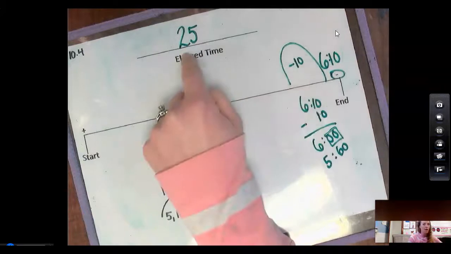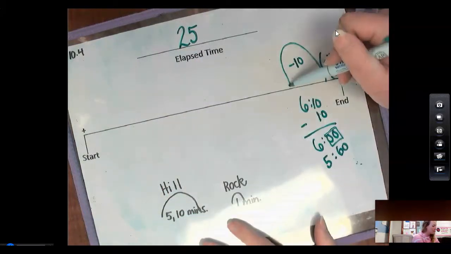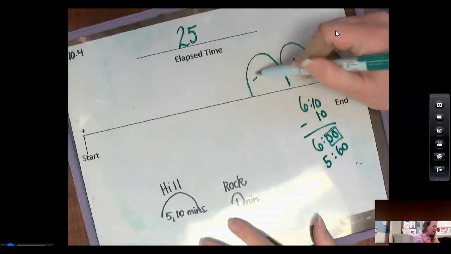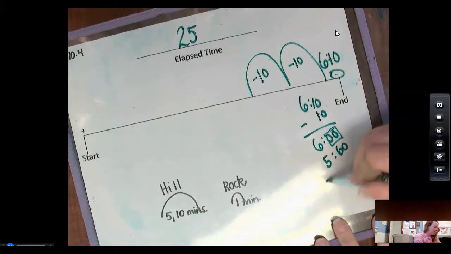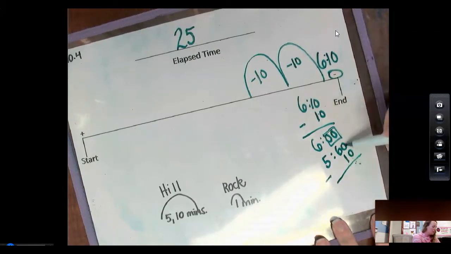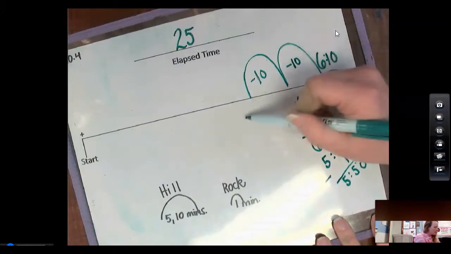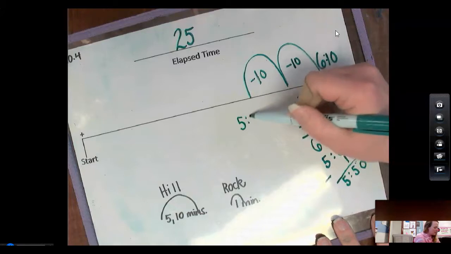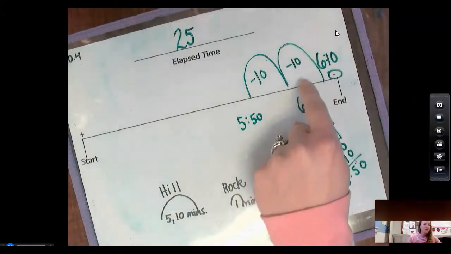So we are at 10. We need to go 25 minutes. So can I do another 10? If you said yes, you are correct. I can do another 10 minutes. So draw another hill of 10, and then we are going to minus 10 from the bottom. 0 minus 0 is 0. 6 minus 1 is 5. Drop your 5. I'm at 5:50. I'm going to move it up here just because I am running out of space. Excuse me. And then let's check our time.